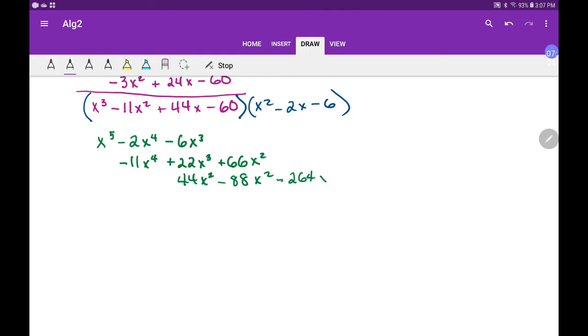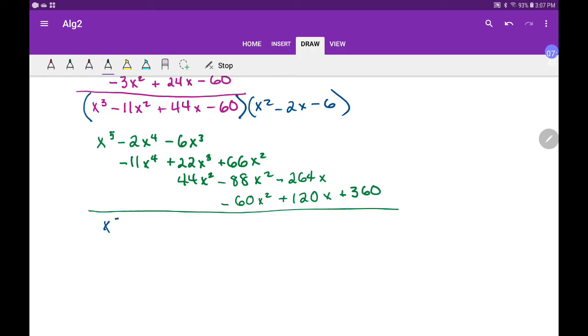And the next one comes along. Okay, so finally, negative 60. Negative 60 times x squared. Negative 60 times negative 2 is plus 120x. And negative 60 times negative 6 is positive 360. And I will add these up, and I will get my answer.